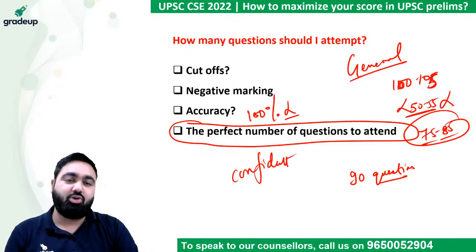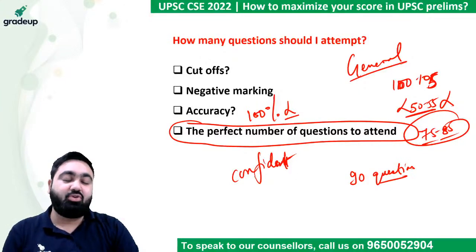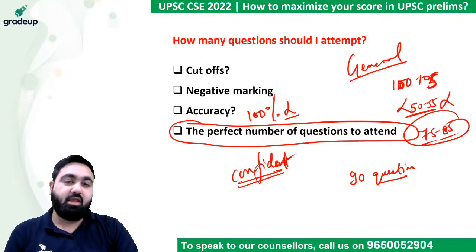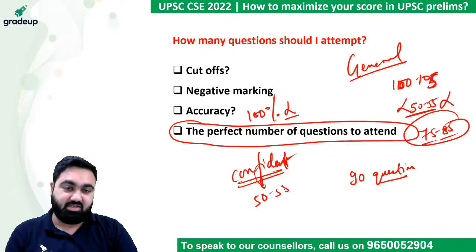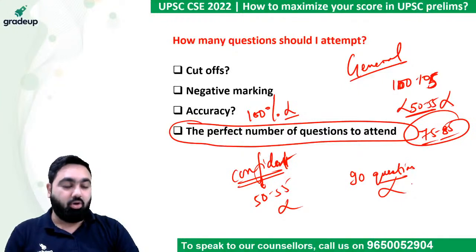Second category is those people who say I will only answer those where I am confident. No tukka, no chance. I will only answer those where I am confident. Those are the people who only attempt 50-55 questions. Both approaches are wrong.